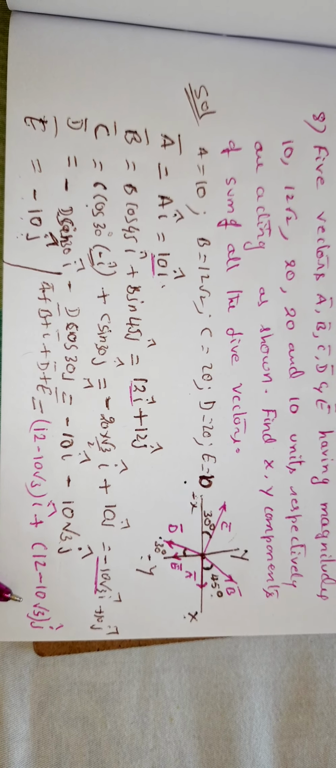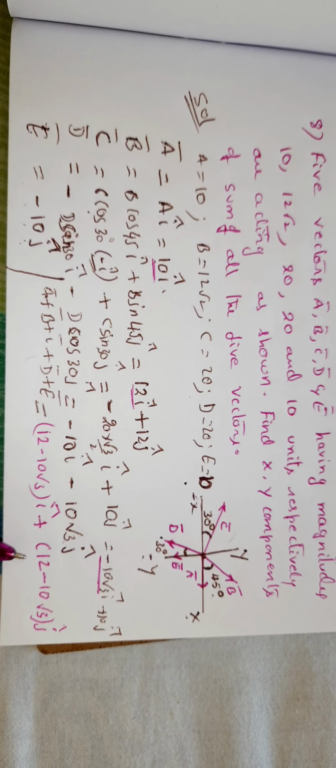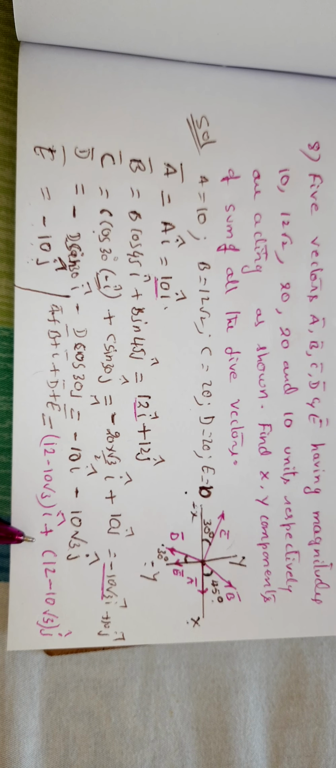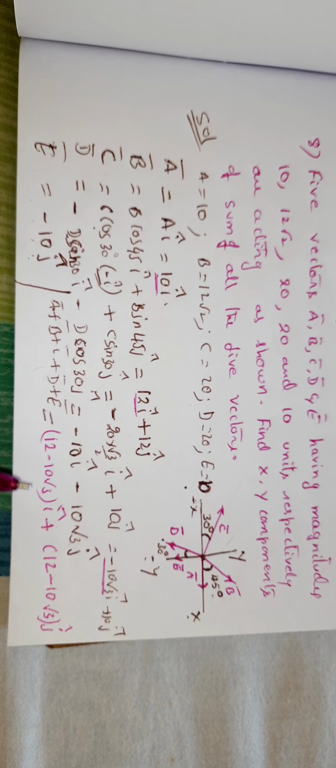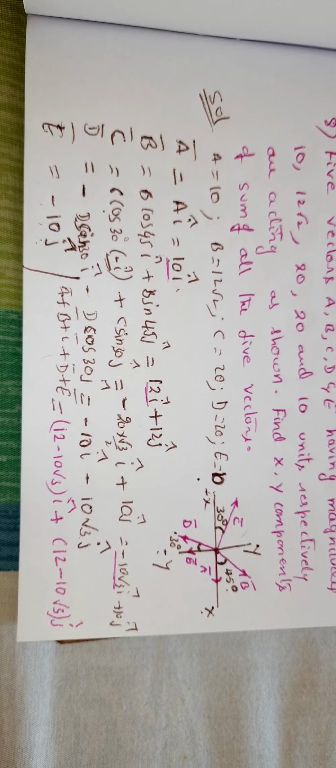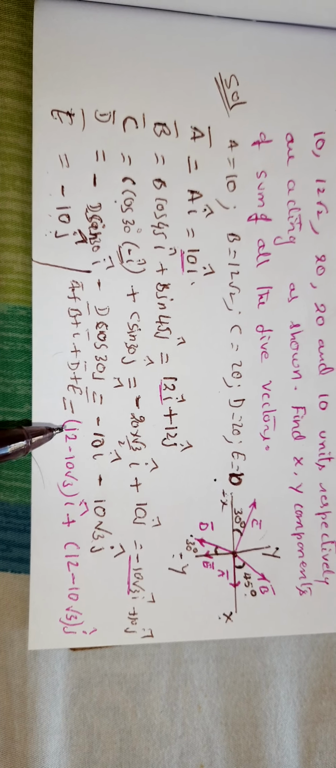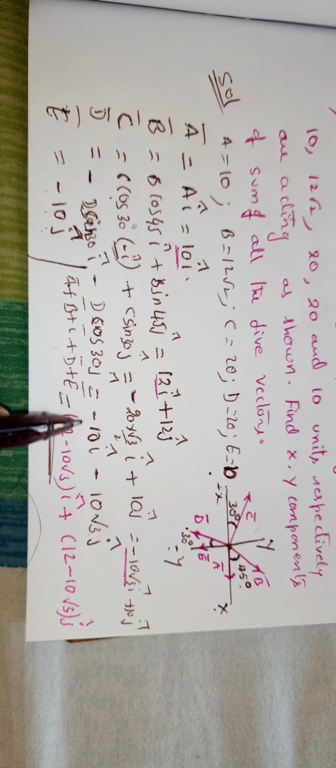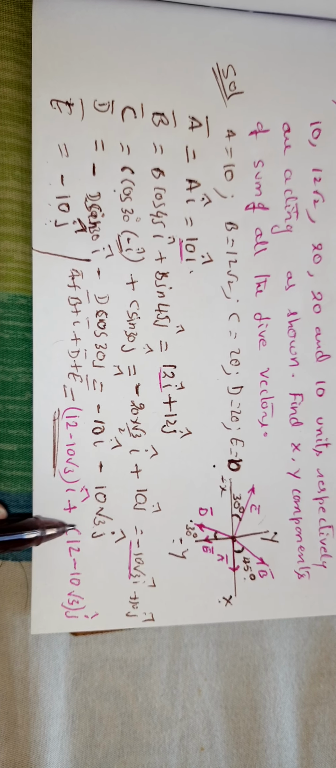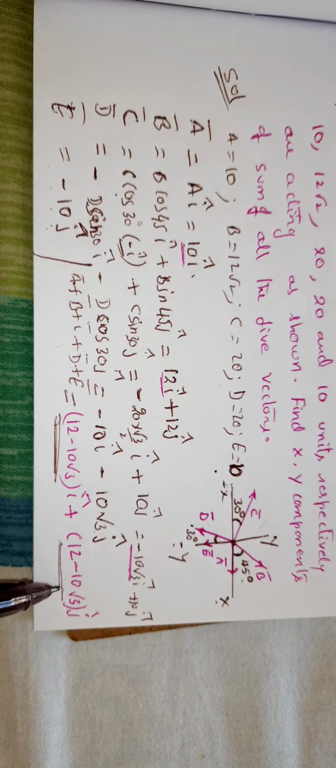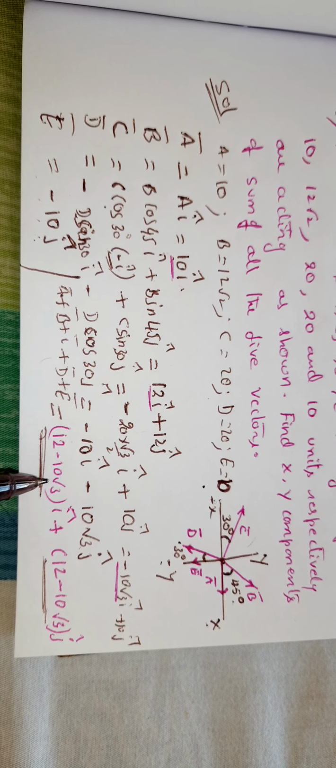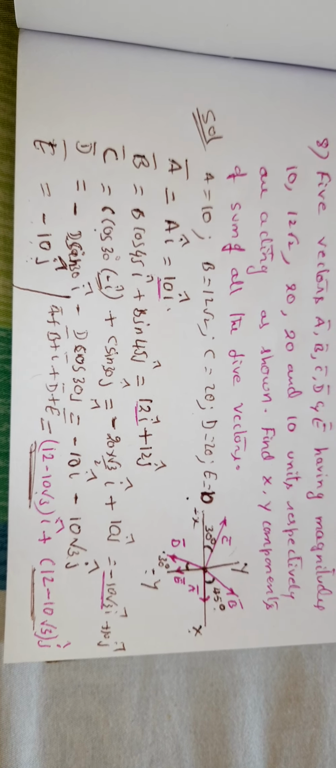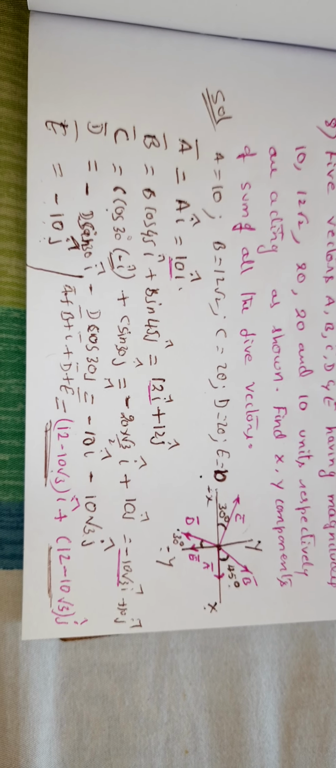What did he ask us? Or what is the problem demanding us? The problem is expecting us to find out x and y components. This is the x component. Right, excluding i, this is ax, this is ay, the y component. So your x component is 12 minus 10 root 3. Y component is also 12 minus 10 root 3.